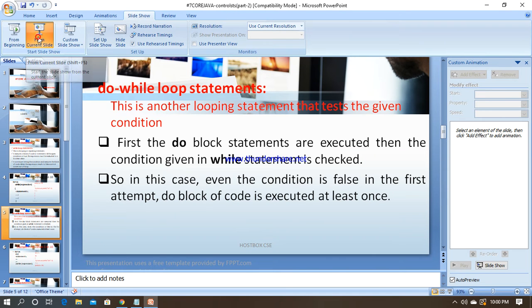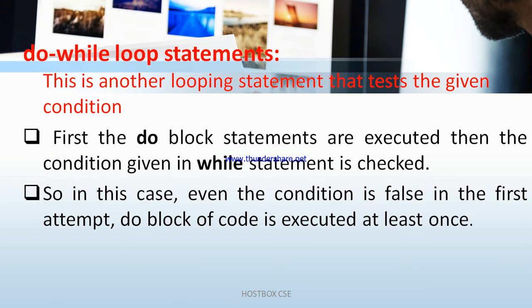So what is do while? It is another loop statement that tests the given condition. First the do block statements are executed, then the condition given in the while statement is checked. Keep in mind that. So in this case, even if the condition is false in the first attempt, the do block of code is executed at least once. So here what will happen?